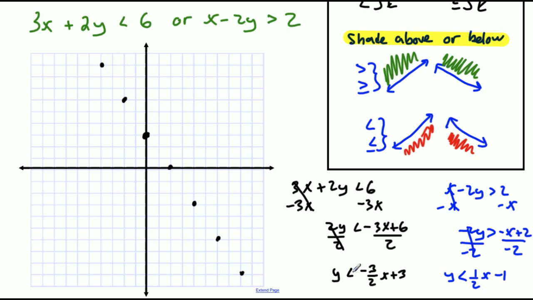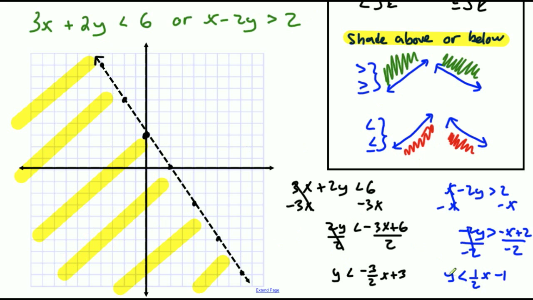Since this is less than, it does not have a line underneath it. It's going to be a dashed line. So let's go ahead and do that there. So there's that. And my shading is going to be below because it's less than. And again, this is what I'm using right here. So I'm just going to do lines like this.